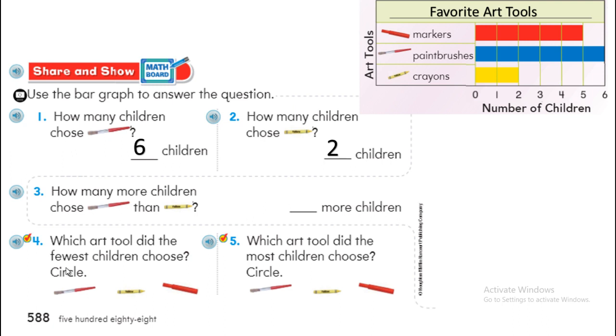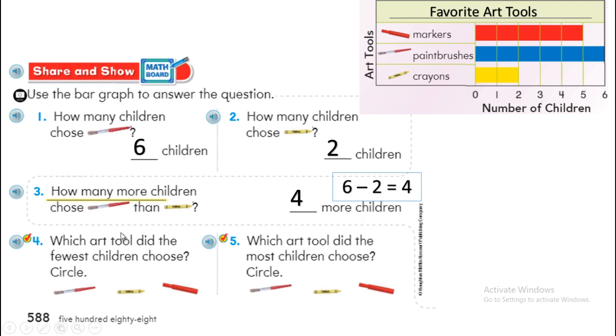Now, how many more children chose paintbrushes than crayons? So how many more? Underline it. Use the song. How many more? Subtraction. Excellent. Now, we want to write a subtraction sentence. But what 2 numbers we're going to subtract? Paintbrushes, crayons. Go to the paintbrushes again, it's 6. Go to the crayons, it's 2. So 6 and 2 we're gonna subtract. 6 minus 2 equals 4. Good job, right? 4 more children.